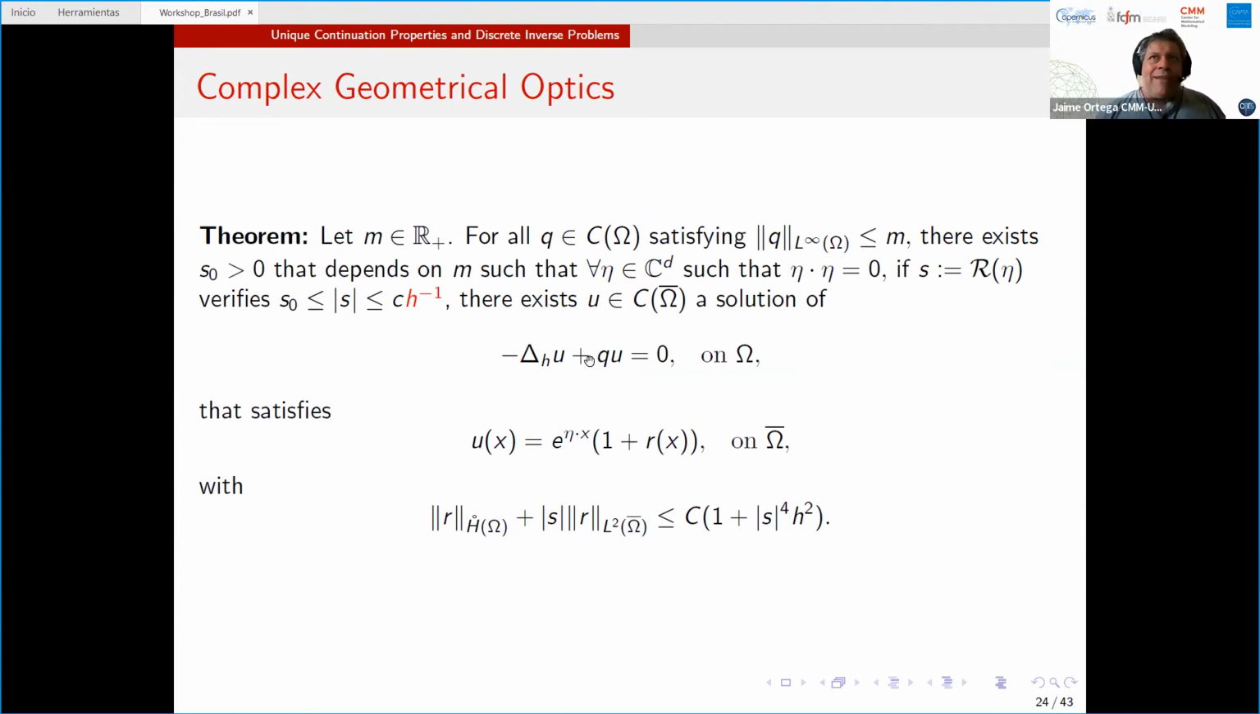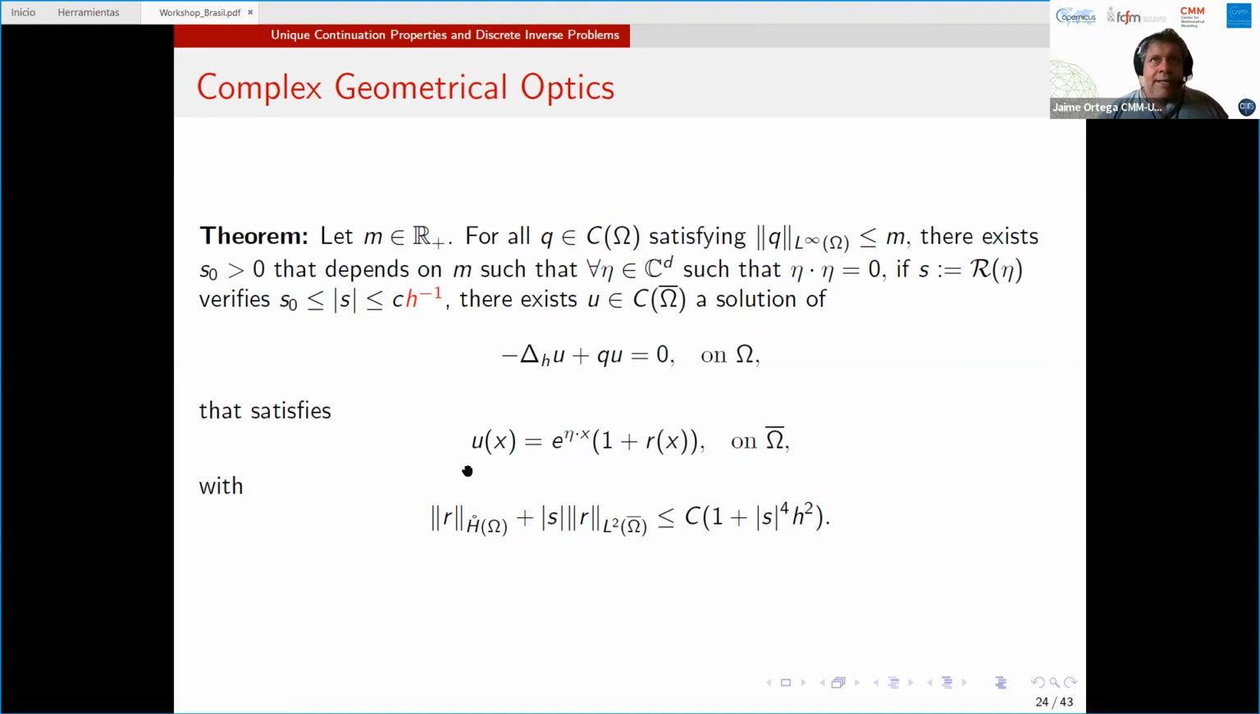If q is equal to 0, the solution is a plane wave. If q equals 0, the solution is this exponential with eta verifying this condition. For that reason, if I put q, I'm going to assume that the solution can be written as the solution without q plus a rest. And the main idea is the following: I'm going to try to estimate how far these are if the measurements are close.